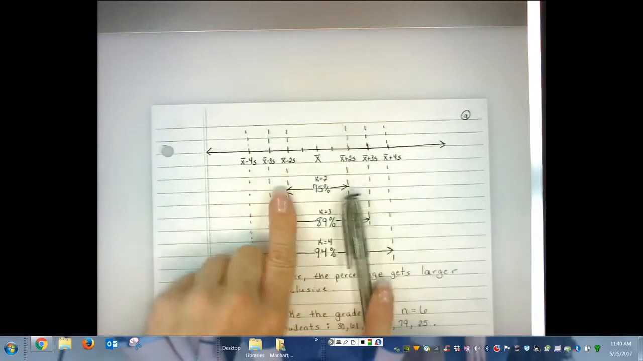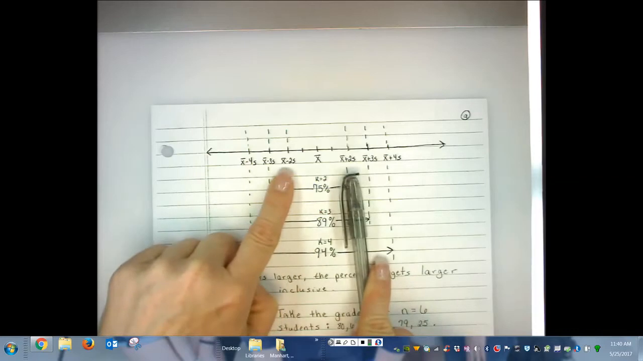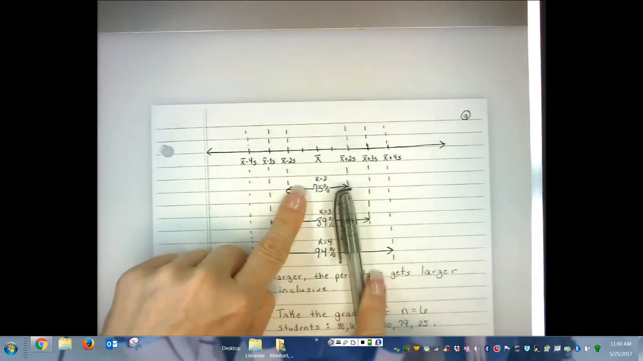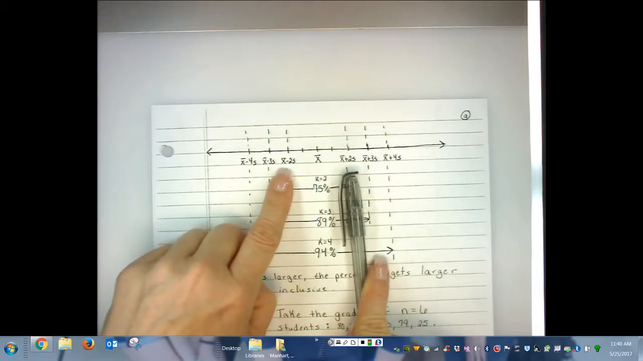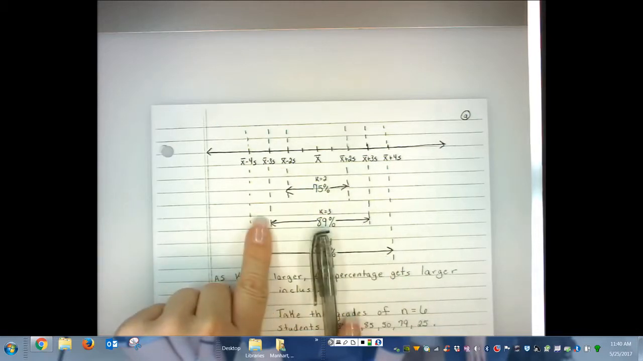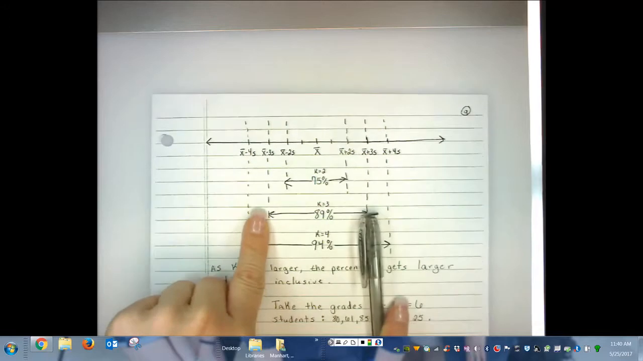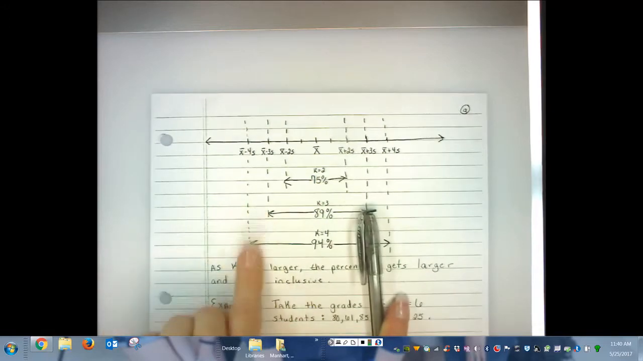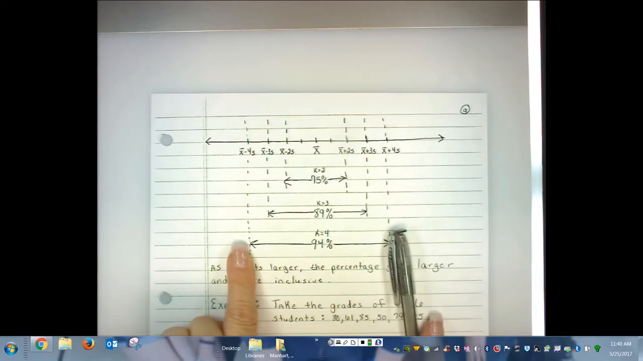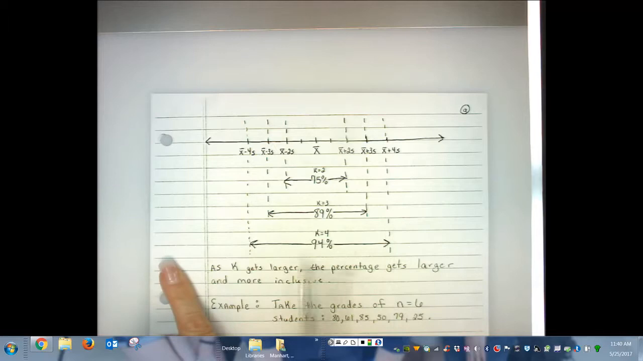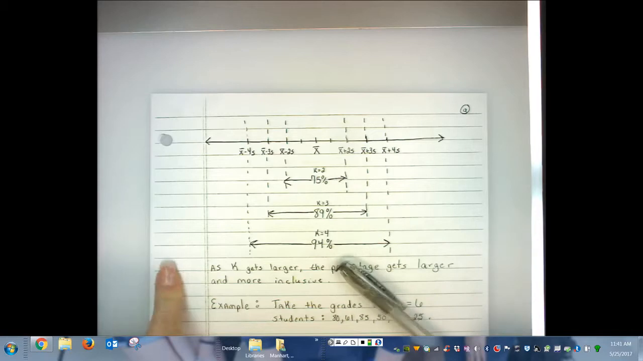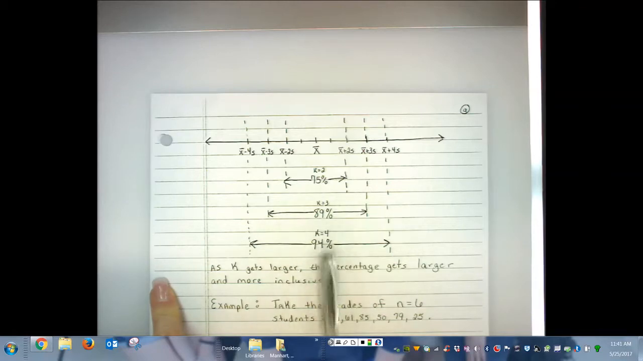Within 2 standard deviations of the mean, that would be these two numbers, at least 75% of the data values in a data set are guaranteed to fall there. Within 3 standard deviations of the mean, at least 89% of the data values are guaranteed to fall there. And within 4 standard deviations of the mean, at least 94% of the data values are expected to fall there. As k gets larger, which is the number of standard deviations above and below the mean, you can see that the percentages are increasing each time.